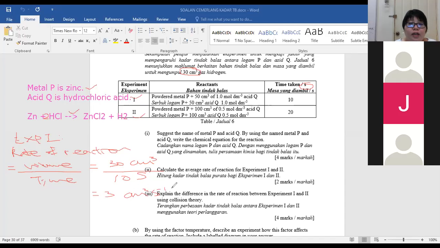Okay. Now for experiment 2, your answer should be 2 centimeter cube per second. The same thing. I am using the blue for experiment 2. This one will change to 20. And the answer will be 2 centimeter cube per second. Okay, next part. Now we are going to talk about the explanation in the rate of reaction between 1 and 2 using the collision theory. Now I would like you to tell me what is your answer.